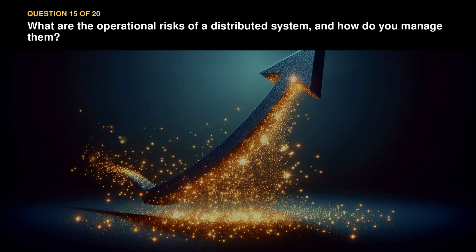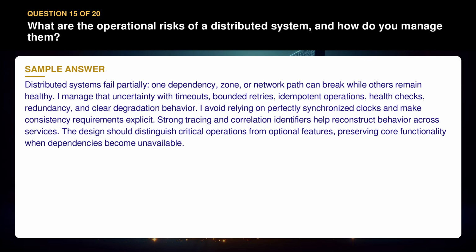Question 15. What are the operational risks of a distributed system, and how do you manage them? Distributed systems fail partially. One dependency, zone, or network path can break while others remain healthy. I manage that uncertainty with timeouts, bounded retries, idempotent operations, health checks, redundancy, and clear degradation behavior.